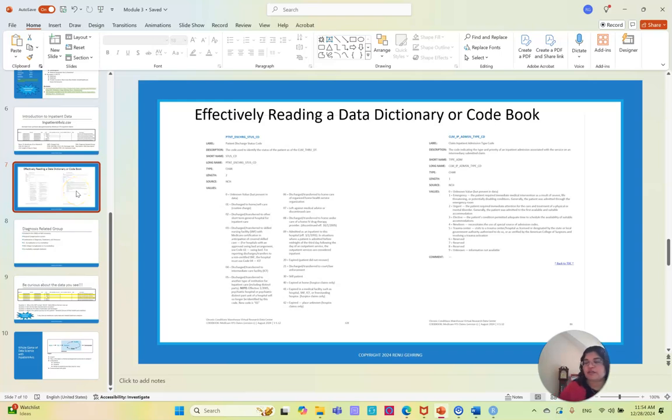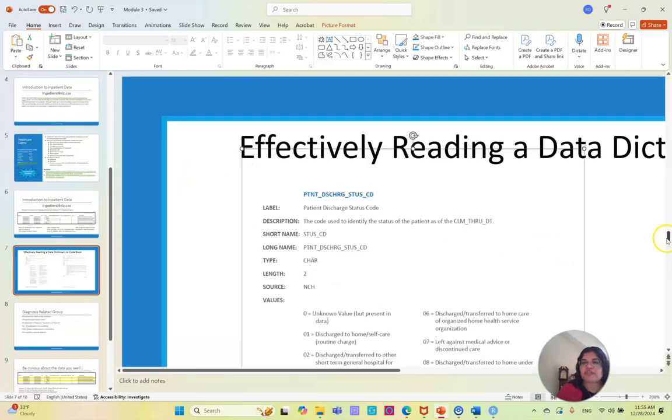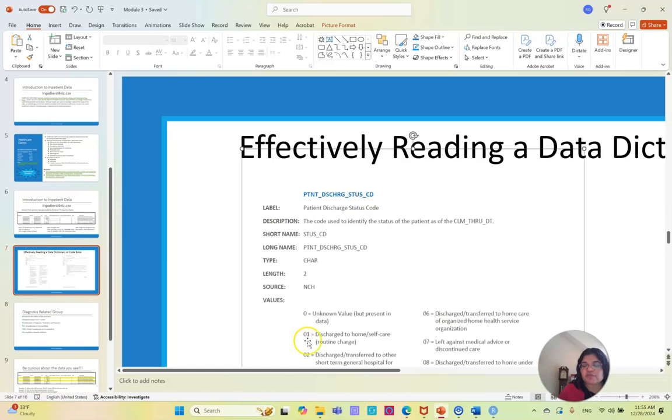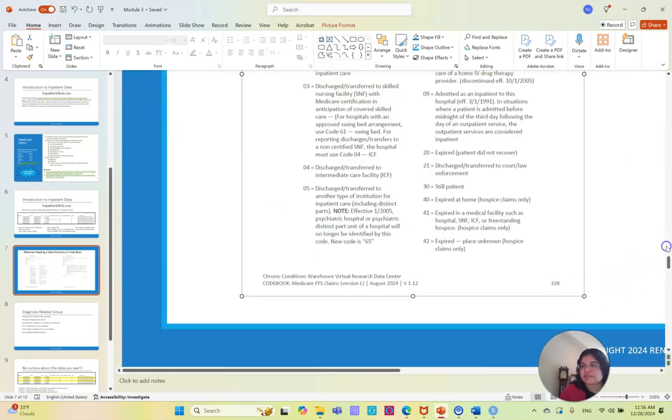When I downloaded the data from the Medicare website, I also downloaded a code book, effectively a data dictionary. This is the patient discharge status. Down here, it tells you 01, discharge to home. That's the most common. You would assume that if you were admitted to the hospital, then a few days later you were discharged to home. Code 02 means you were discharged to another hospital. And then sadly, there's code 20.